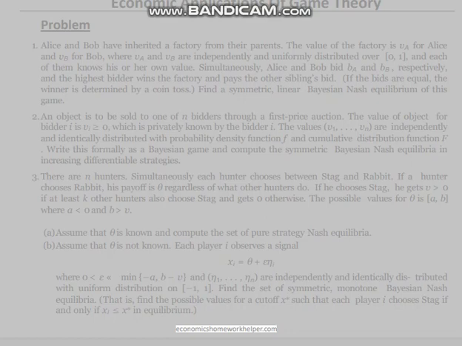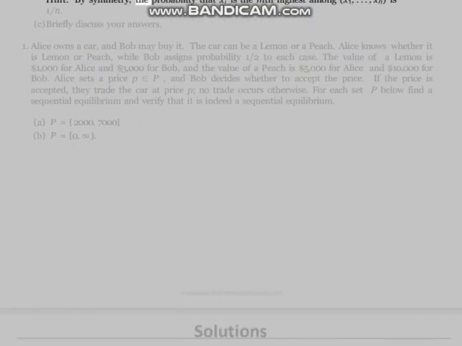Hint: by symmetry, the probability that xi is the mth highest among x1, ..., xn is 1/n. Briefly discuss your answers.